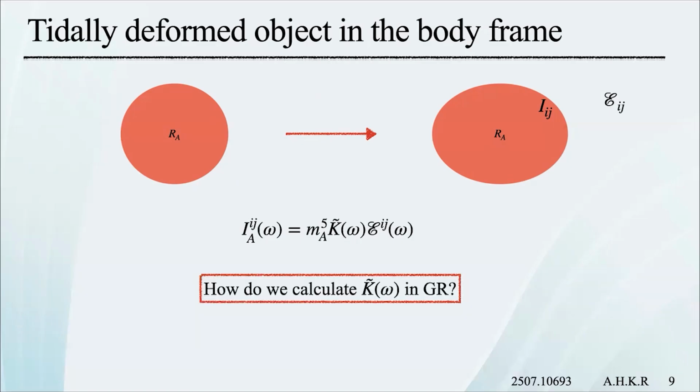So the question that I'm interested in today is, how do we calculate k tilde of omega in general relativity? And so let me now briefly motivate what the answer should look like, and then I'll describe how it's done in Newtonian gravity, and then we'll go to GR later.